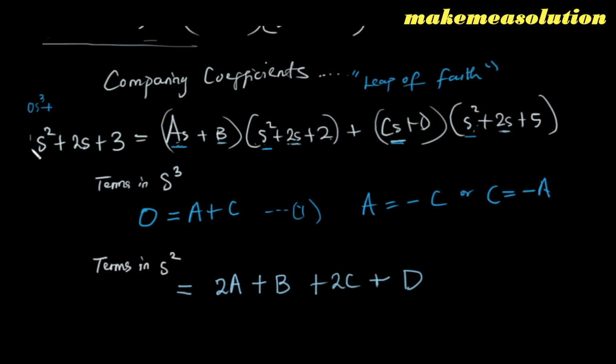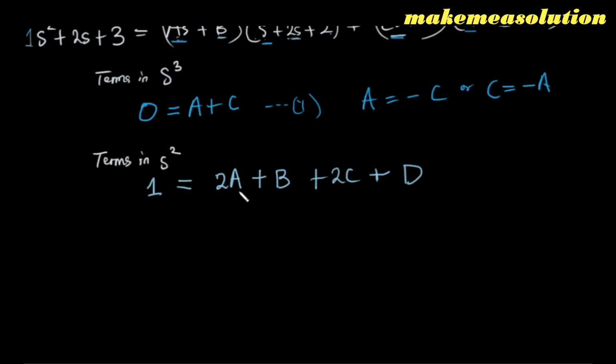While on the left hand side, the only coefficient for s squared is 1. Okay, now you should remember that a is equal to negative c. Is that okay? So you have that this equation will reduce to what? Sorry, a is equal to minus c, or c is equal to minus a.